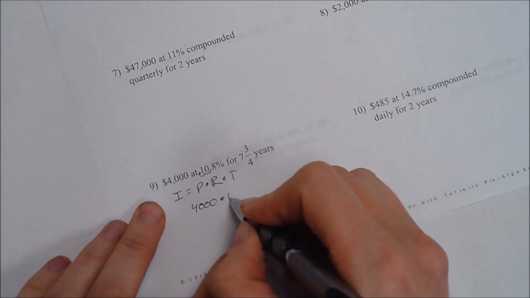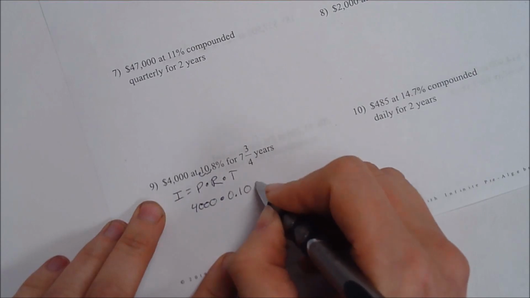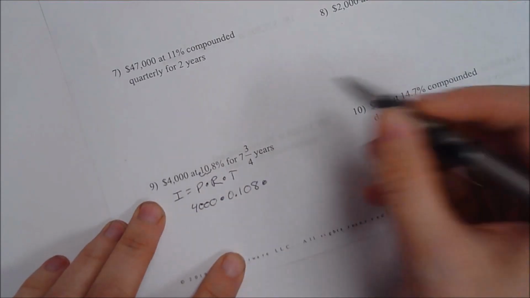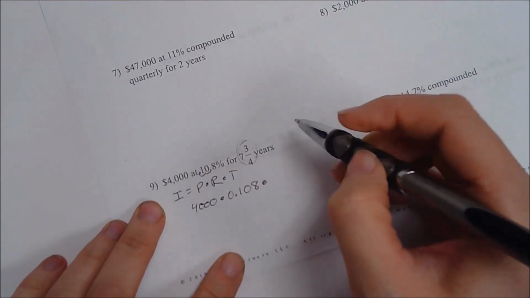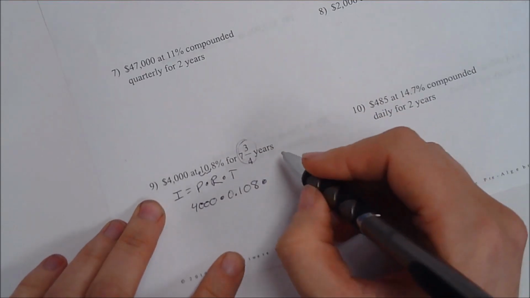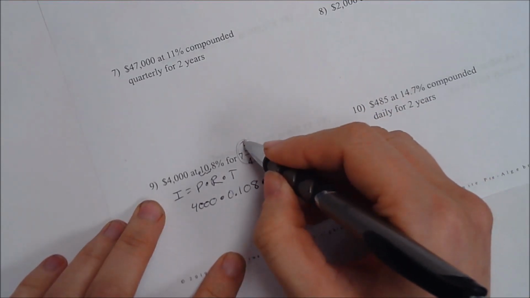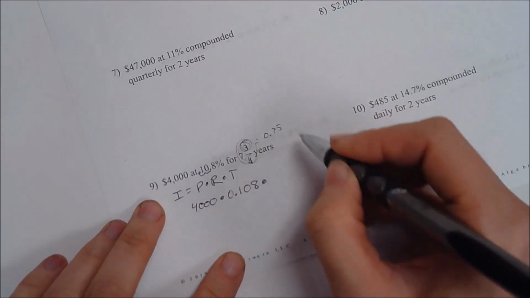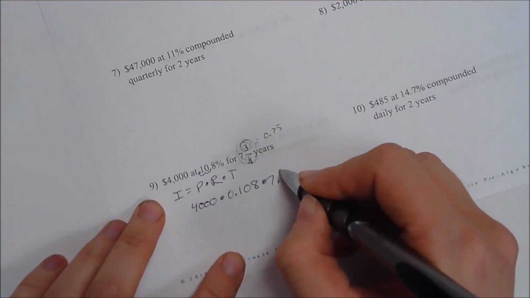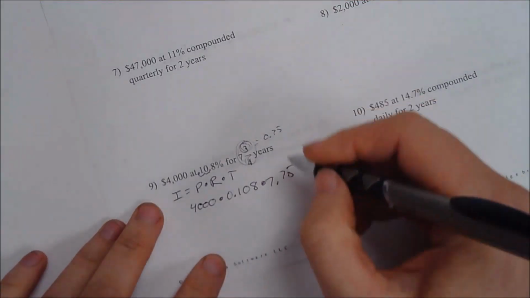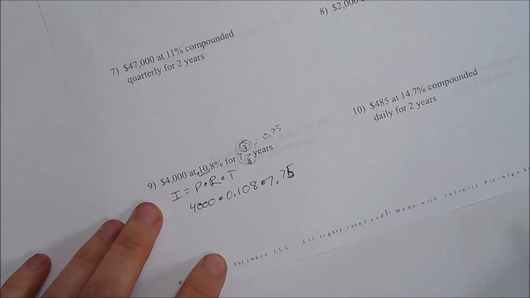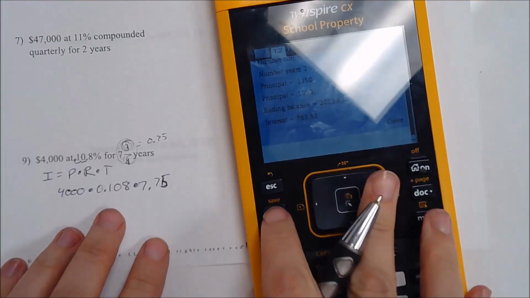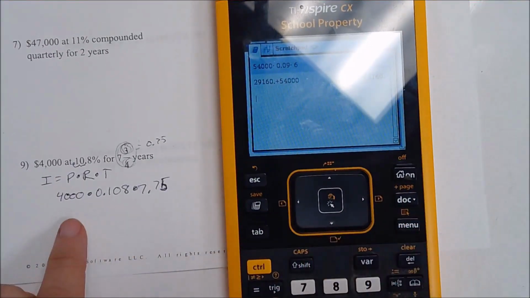remove your decimal point, 0.108. And my time, I'm going to convert that to a decimal. 7 3/4 is 7.75. So think about 3/4 and a dollar is 75 cents. So this is 7.75 years. So multiply all that together. I'm just going to pull up the scratch pad again.